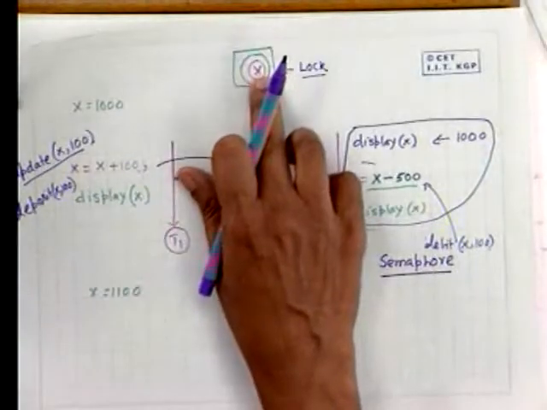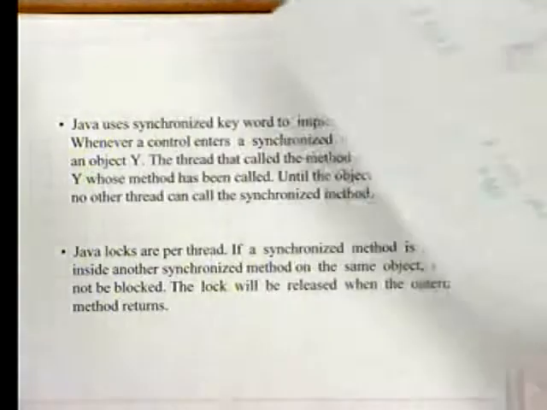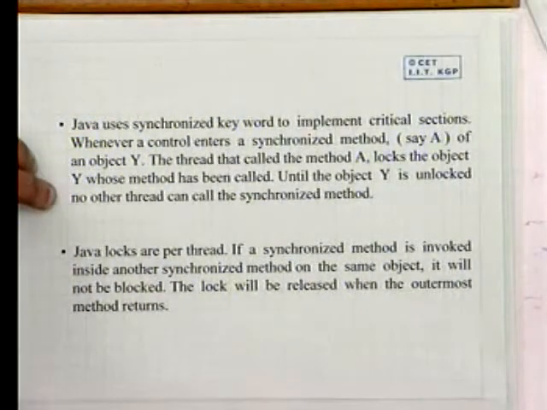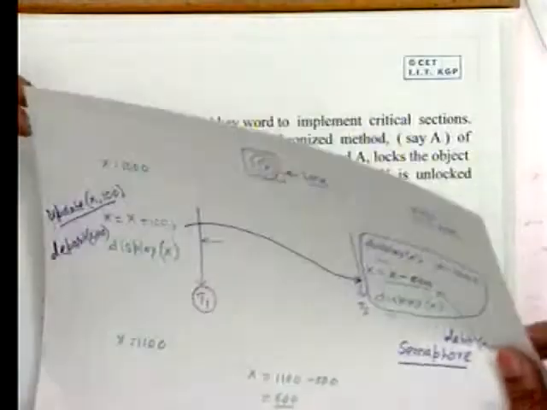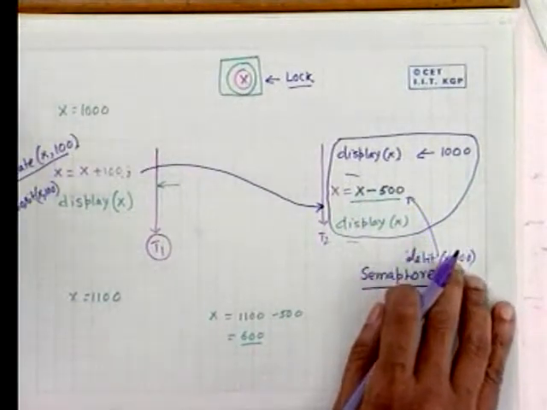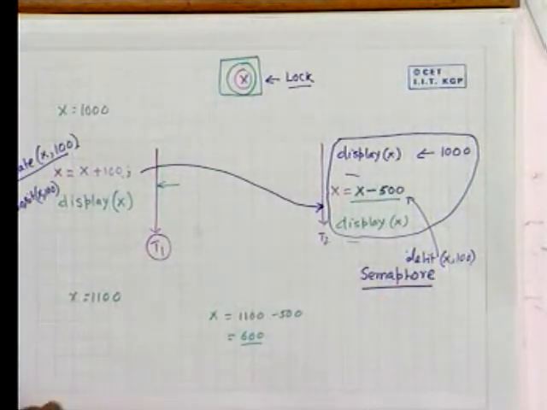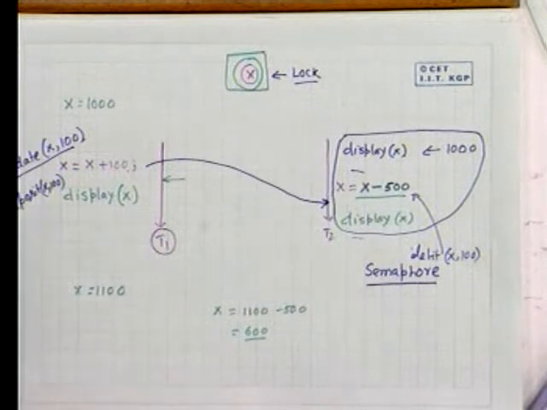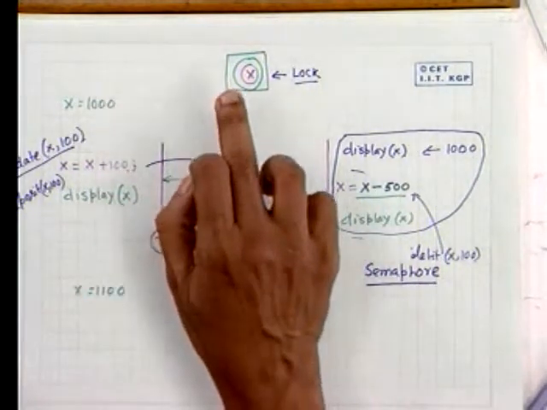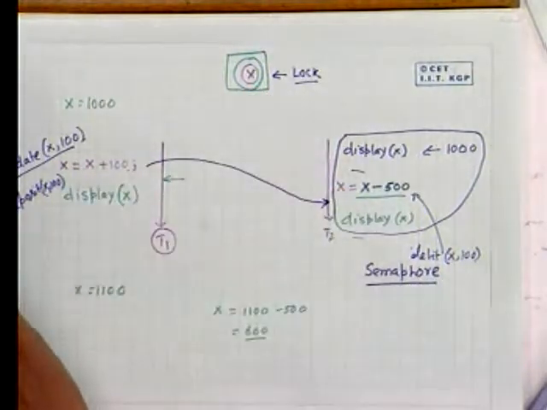will lock the data at object X, so that no other thread can lock the object A whose method has been called, and until this object is unlocked, no other thread can call another synchronized method. So if both these methods, the deposit and the debit, are synchronized, no other object will be able to call or use this object X.